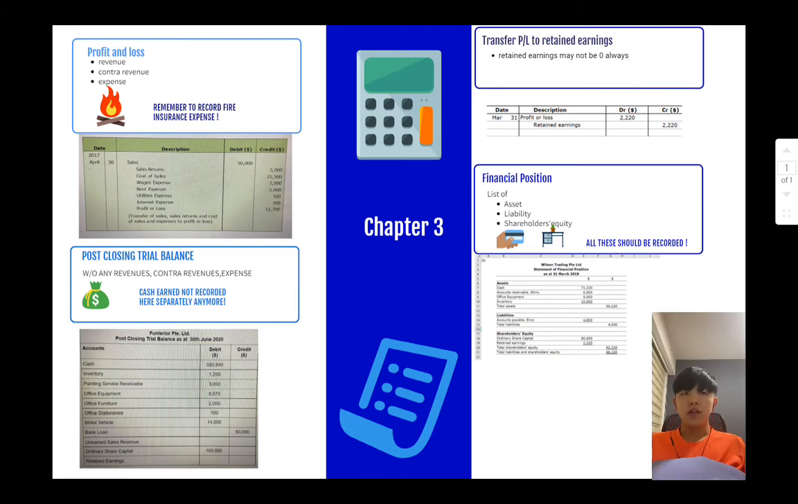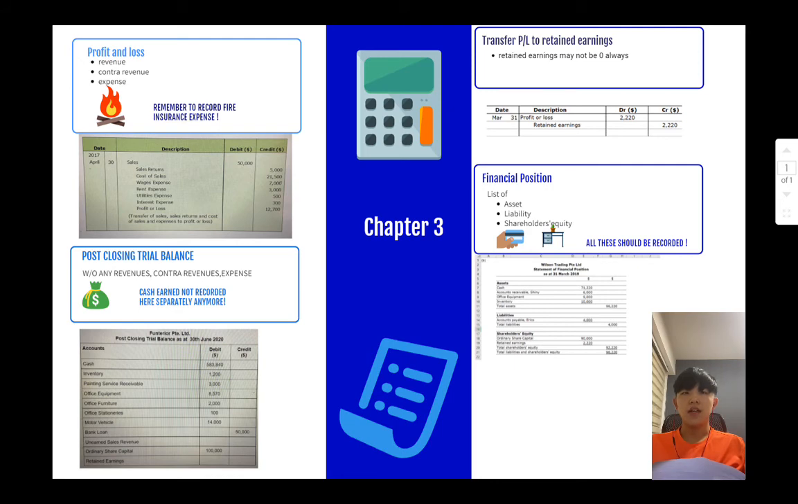In Chapter 3, we learned about the Statement of Financial Position. The Statement of Financial Position allows companies to find out how much assets, liabilities, and shareholders' equity they possess. We have learned that from the trial balance, after preparing the statement of profit and loss, only the assets, liabilities, and shareholders' equity are left. We prepare the Statement of Financial Position by following the accounting equation, which is assets equals liabilities plus equity.